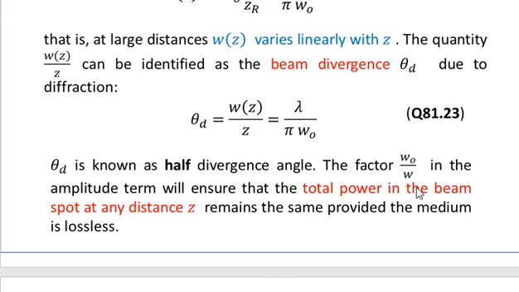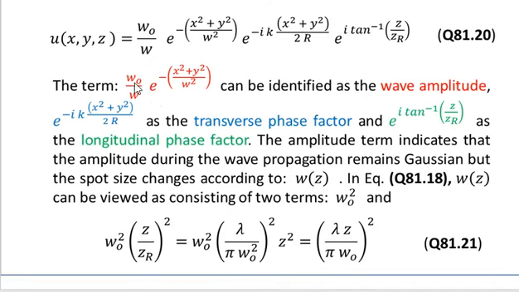The factor w naught over w in the amplitude term will ensure that the total power in the beam spot at any distance z remains the same, provided the medium is lossless. You see that we are normalizing by the factor w naught over w. Let me show you this amplitude term over here: w naught over w multiplied by e to the power minus x square plus y square over w square. So this term is being multiplied over here.